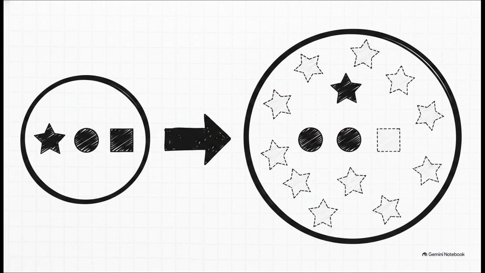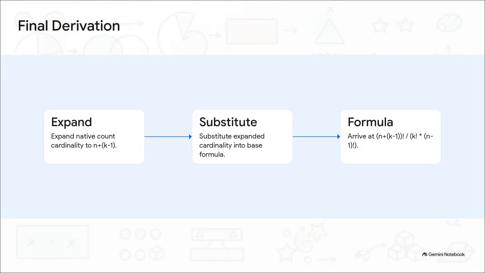They add k minus 1 to the native count of n. Think about it like this. To account for the duplicates we're allowed to draw, we're mathematically expanding the physical size of our starting pool. We literally change our base n to n plus k minus 1. So step 1 is that genius expansion of the cardinality. Step 2 is taking that newly expanded cardinality and plugging it right back into the base combinations formula we learned just a moment ago. And step 3, we arrive at the final grand derivation of this explainer.